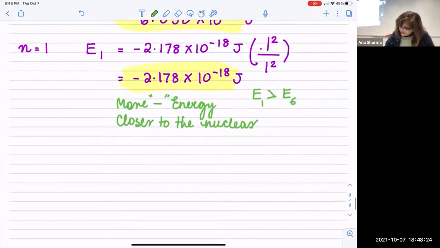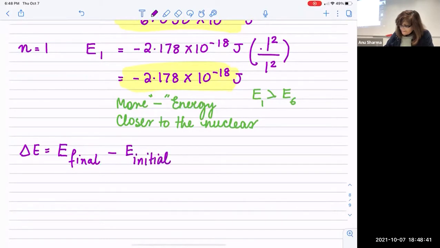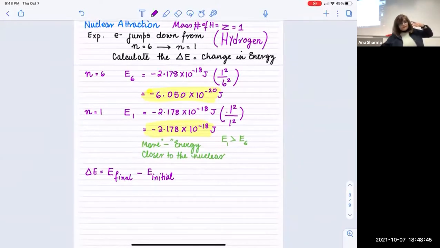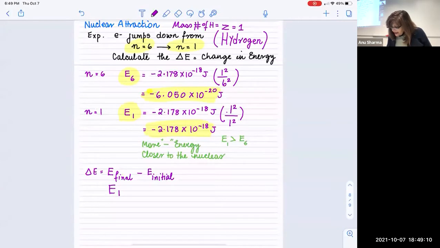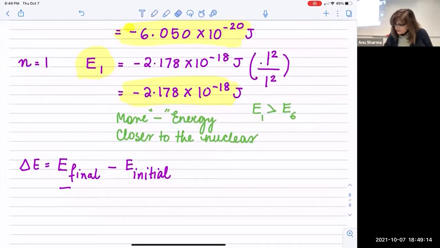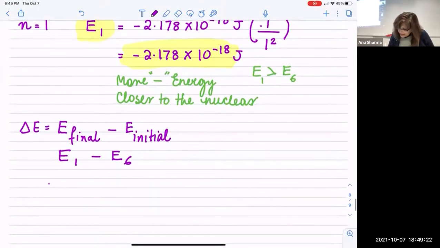Okay, now what is the value of delta E? Delta E is equal to, now remember, final minus initial. Which one is final, E1 or E6? Final is E1. Very good. Because it is jumping from the 6th to the first one. So it was at E6 first, then it came to E1. So the final is E1 and the initial is E6. Sometimes students make mistakes here. E1 minus E6.